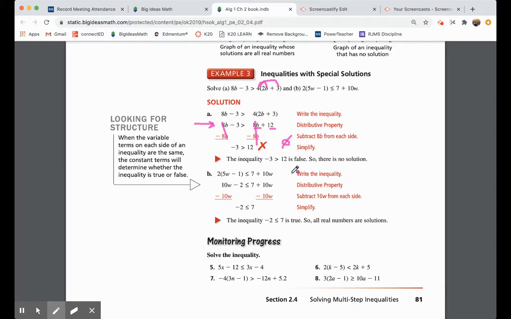Okay, so on B, we have 2 times, and in parentheses, 5w minus 1 is less than or equal to 7 plus 10w. So the first thing we have to do is distribute to get rid of those parentheses. 2 times 5w is 10w, minus 2 times 1 is 2, and then we have less than or equal to 7 plus 10w. So get your variables together. So they subtracted 10w from both sides, and what do you know? It cancels again. So we have -2 is less than or equal to 7, and that is true. So the answer is all real numbers.